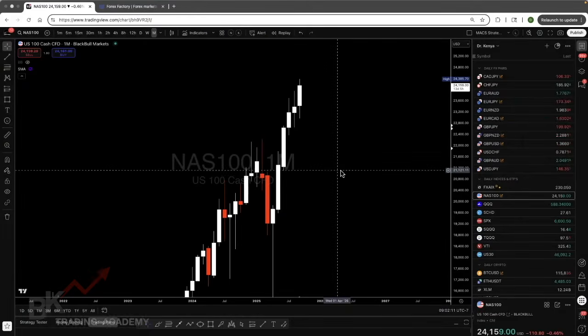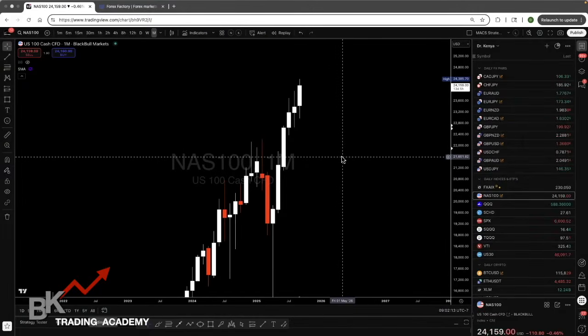We're going to start out on the monthly time frame. You can see that our high for NAS 100 is at 24,385. And in today's New York session, we're currently at around 24,159. So this is quite overextended to the upside.